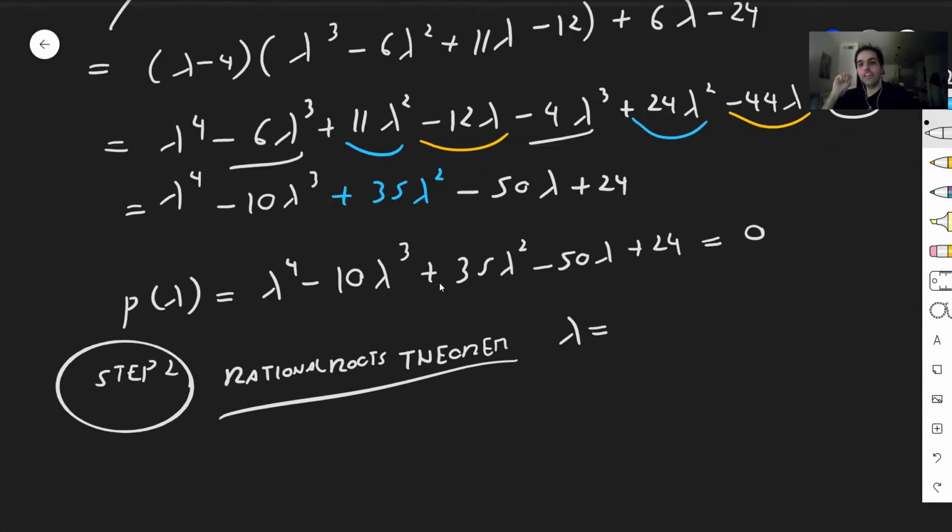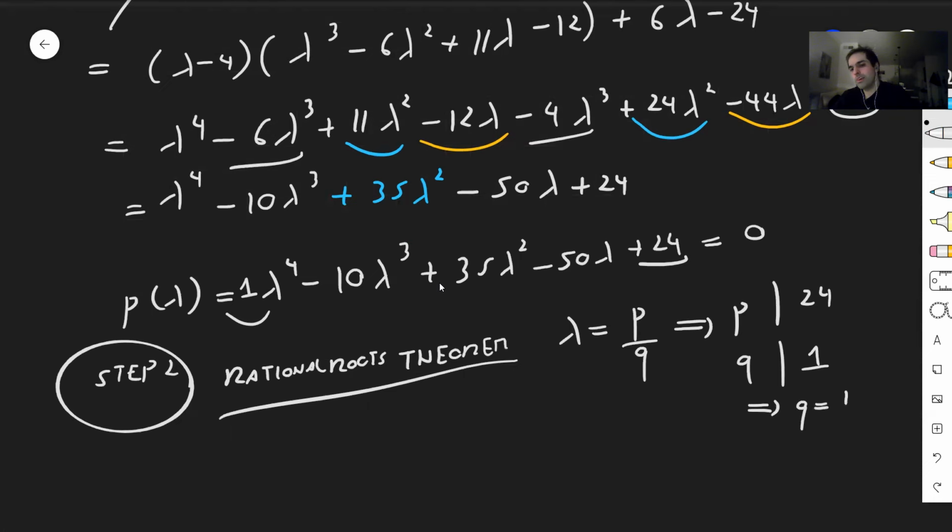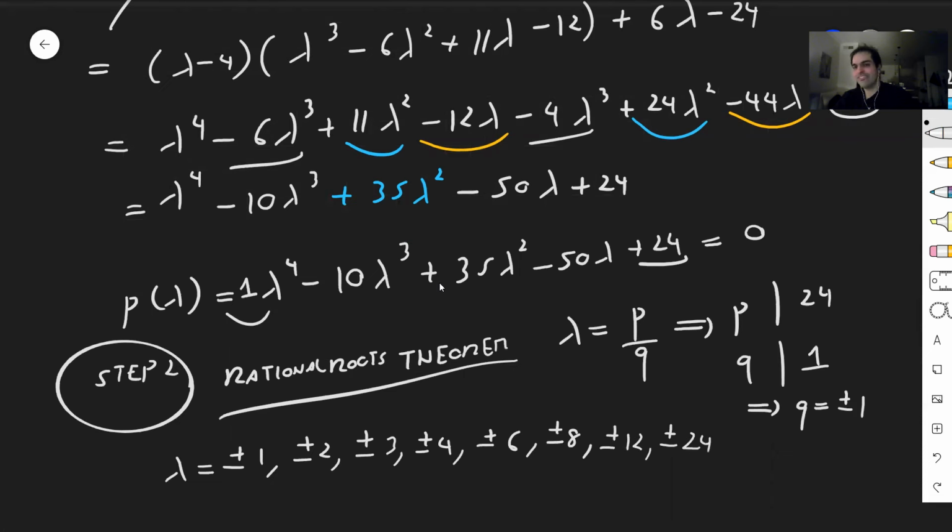So all it says is if there is a rational root, which we might not know, then P divides the constant term 24 and Q divides the leading term, which is 1. Which gives us a bunch of choices. Q divides 1, that means Q equals plus or minus 1. So for the roots, we have to guess plus minus 1, plus minus 2, plus minus 3, plus minus 4, plus minus 6, plus minus 8, plus minus 12, plus minus 24.